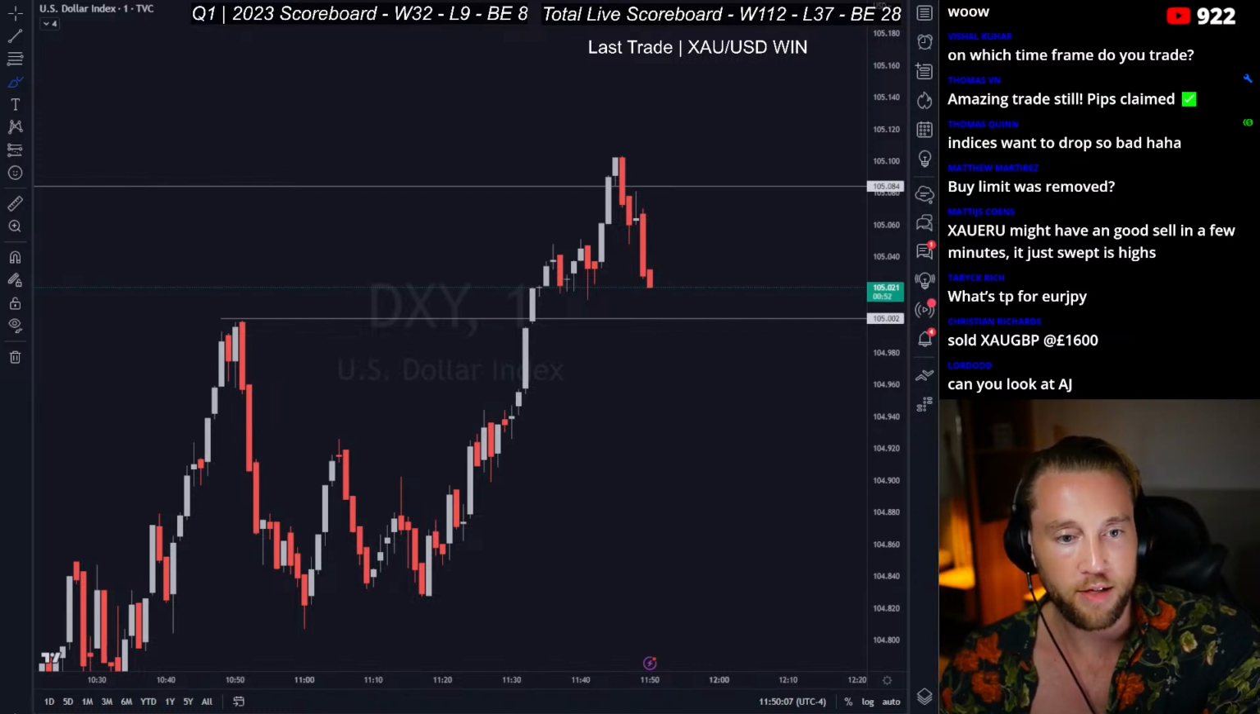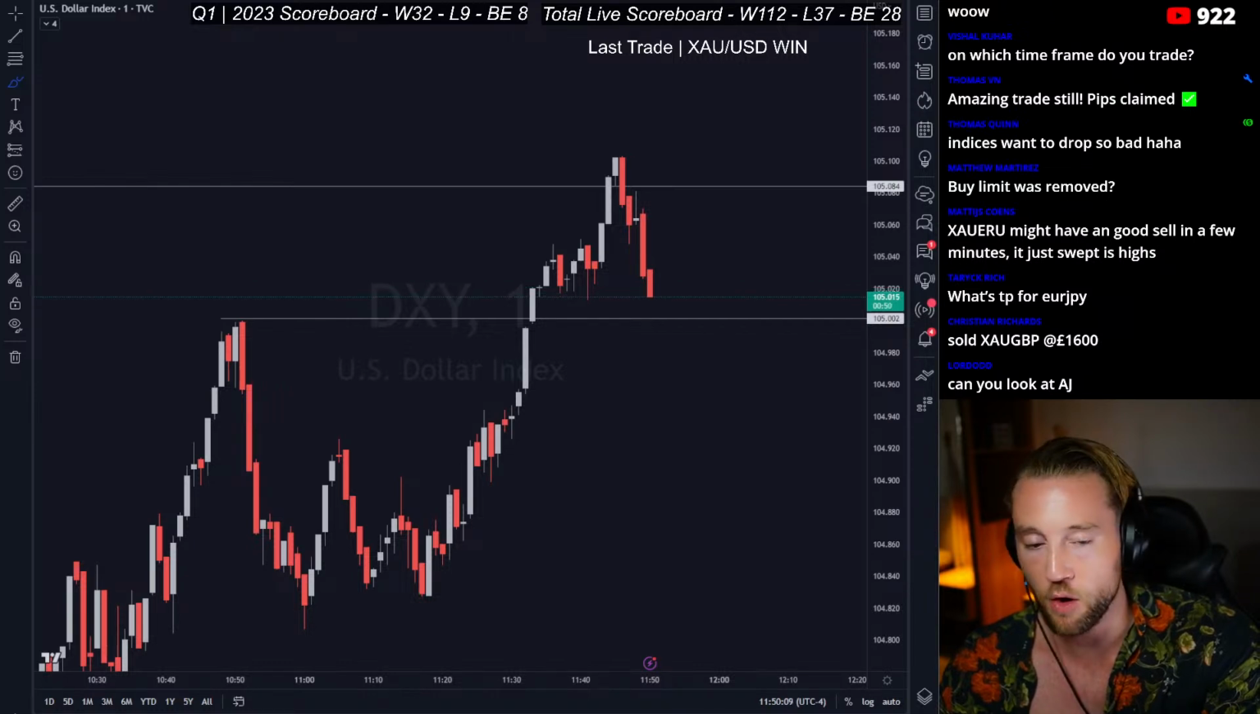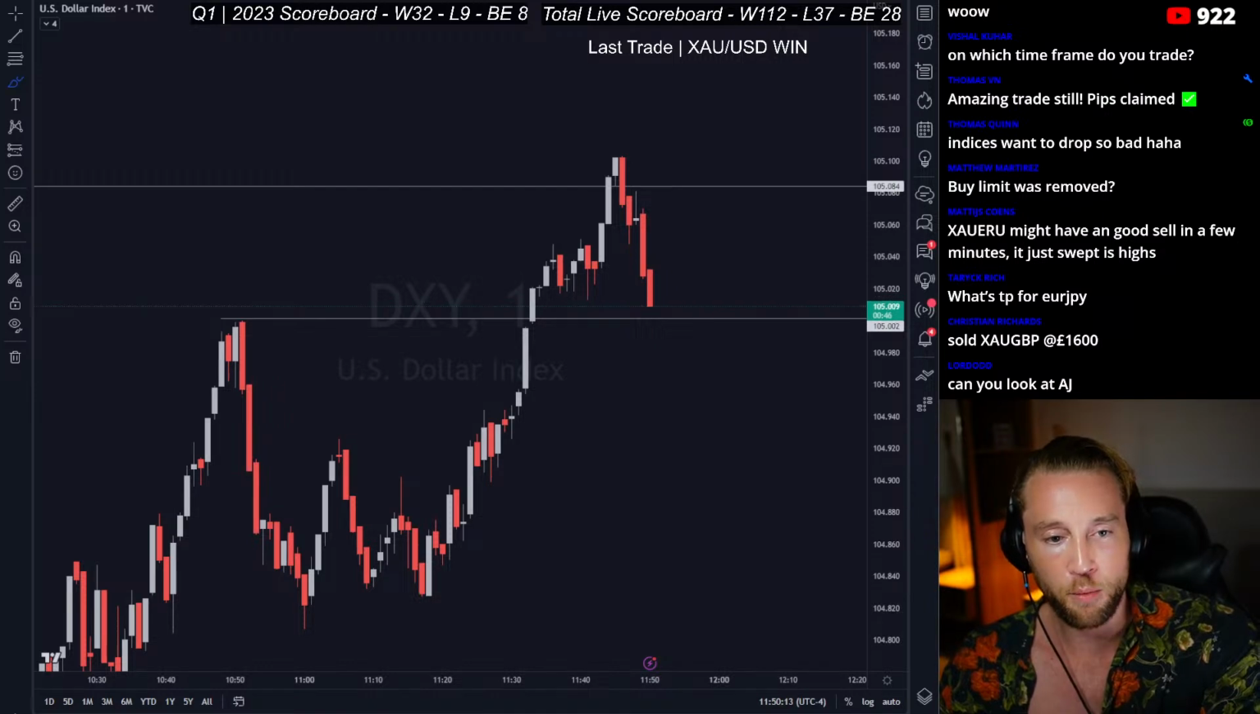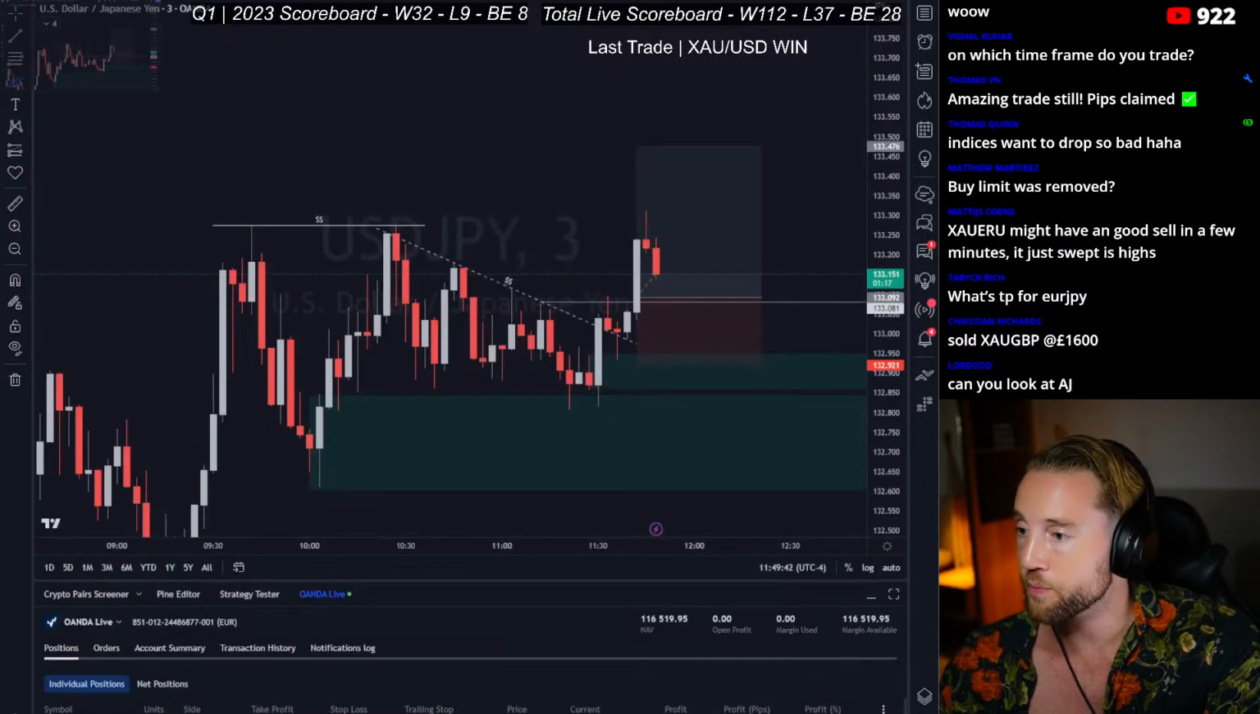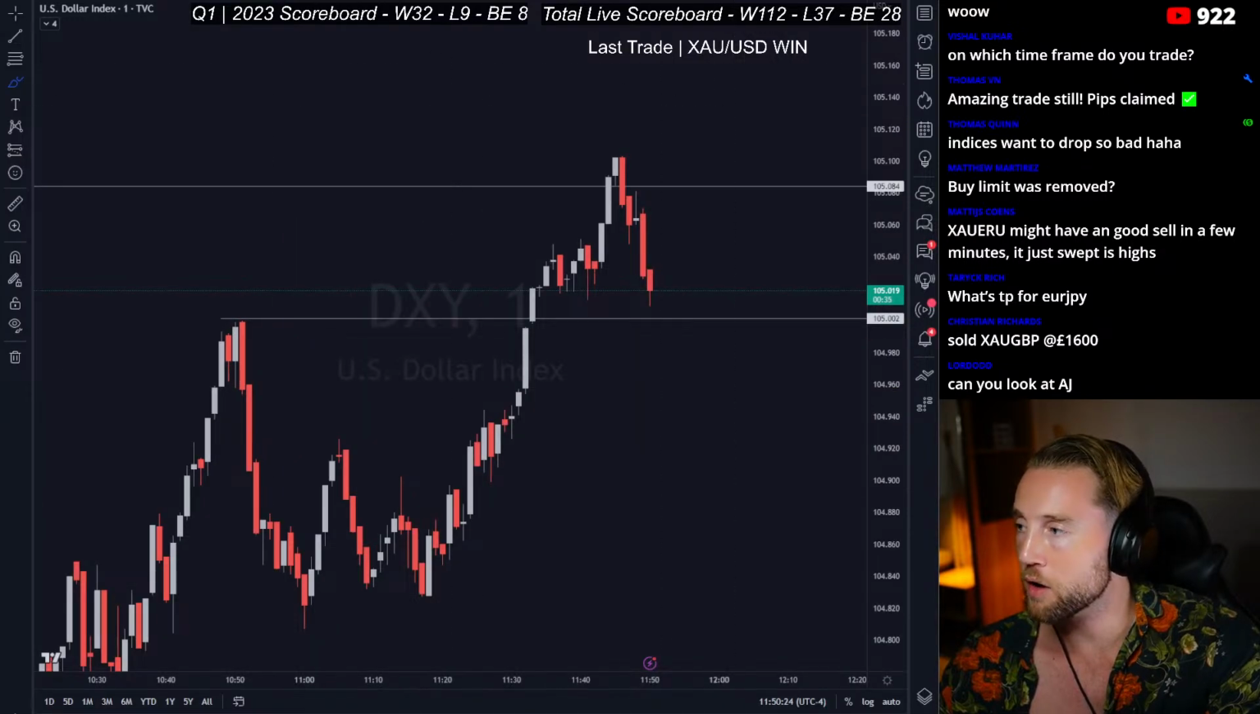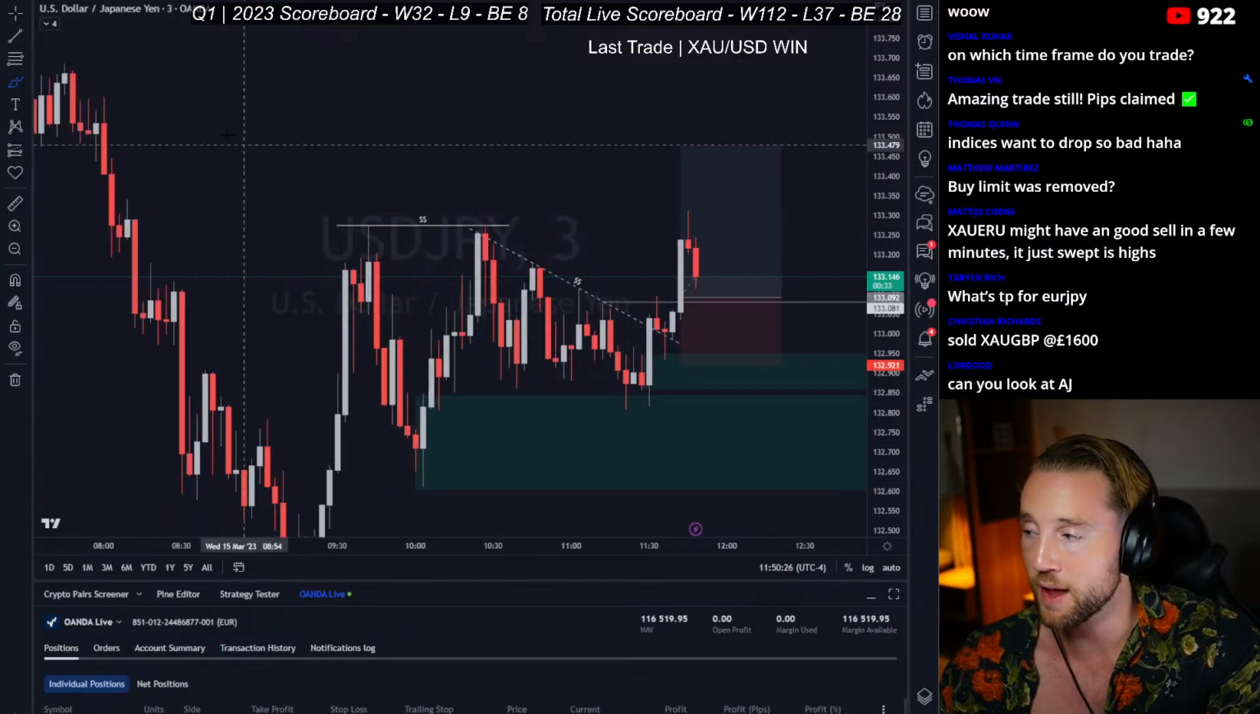Tomorrow main refinancing rate, I think euro will go to the moon. I think so that the euro has a big chance to go up tomorrow. Buy limit was removed, yes. Yeah, buy limit was removed due to the dollar, and also the liquidity was already taken out right now.